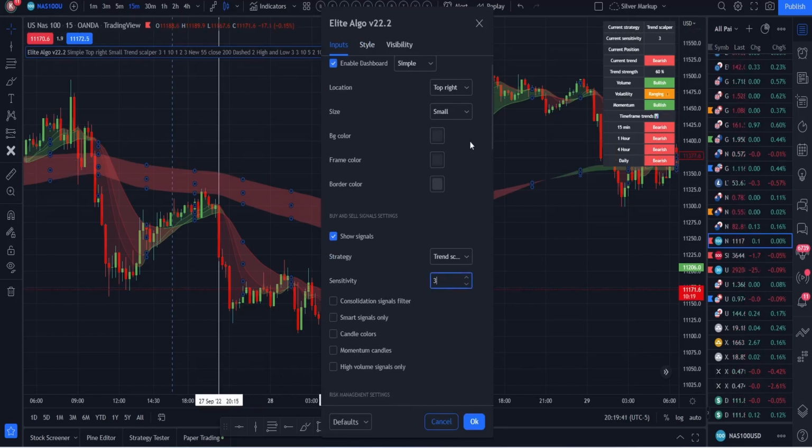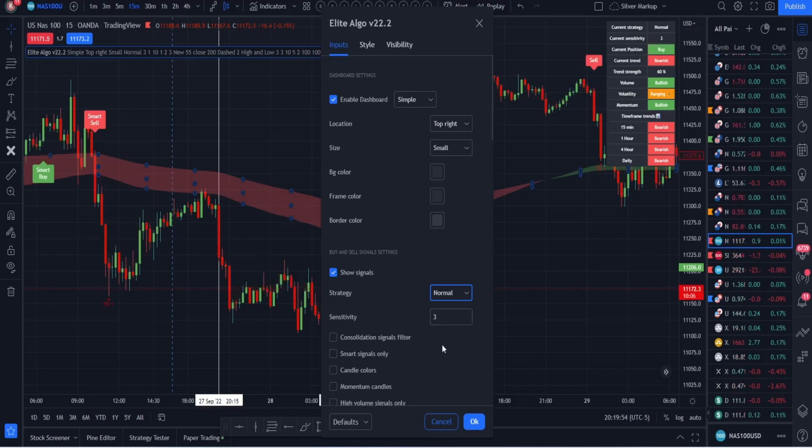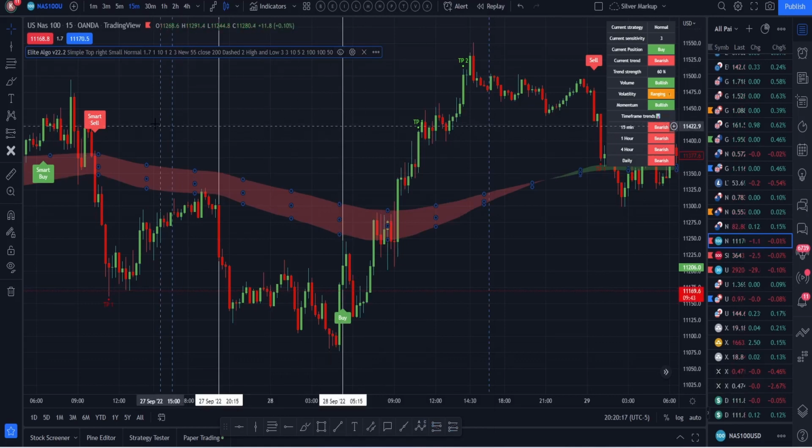Now this is where, let me go back and switch it to the normal mode right here, because that's going to give you the biggest view when it comes to using the sensitivity. So the sensitivity is how much needs to happen in the market for the Elite Algo to give you a trade, so give you an entry or a signal based off of its many calculations. So the normal is 3. Now for me, the best way that I like to start off, I usually start off with about a 1.7.